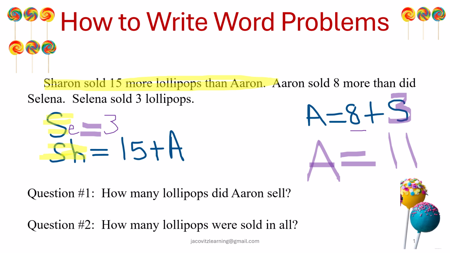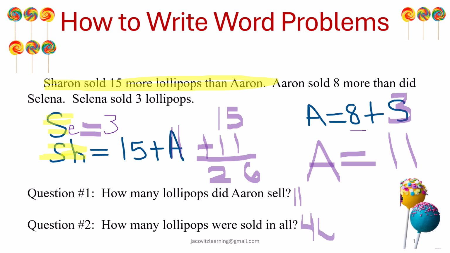And Sharon sold 15 more lollipops than did Aaron. So 15 plus 11. Okay? And if your mind is able to work this quicker, the more you do these, the quicker your mind is going to get. So it's going to be 26. Now, how many lollipops did Aaron sell is very easy. That's 11. How many lollipops were sold in all? Now you have here this number, 26, 11, and 3. So 26 plus 10 is 36. 1 more is 37. Plus 3 is 40.